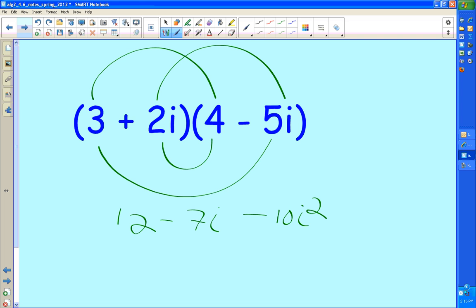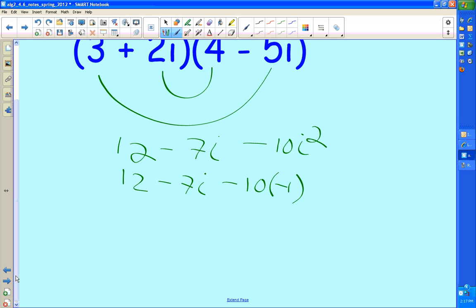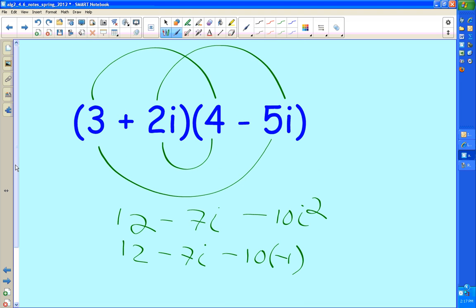I squared, what's it equal? Negative 1. 12 minus 7i minus 10 times negative 1. And again, I'm showing you way more than you need. 22 minus 7. Where did I get minus 7i? 2i times 4 is 8i. 3 times negative 15.